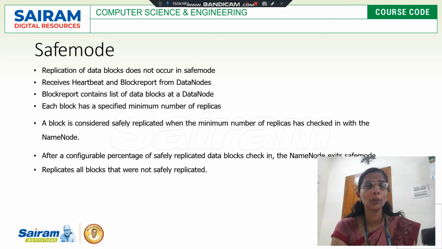Right? So this is all about safe mode. When the name node starts, it will enter into safe mode, check whether the replication is done properly or not, then it will exit safe mode and perform the other operations.